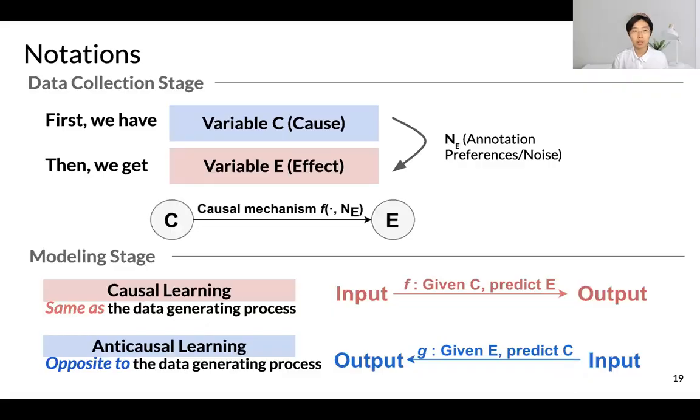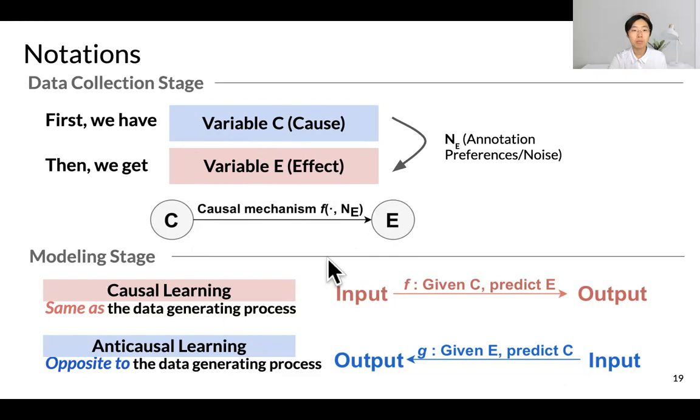So before formulation, we will introduce the notations. In the data collection stage, first we have a variable cause, C, and then we get the variable effect, E. So the causal mechanism generates E from C by a function f with certain noise in the function, so that it becomes a probability distribution.